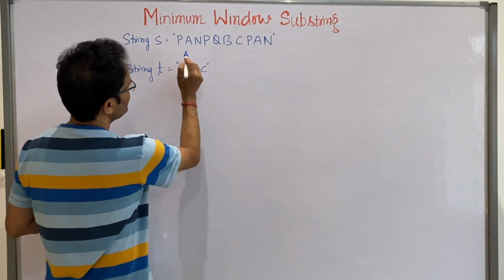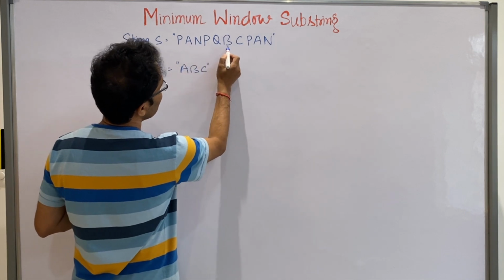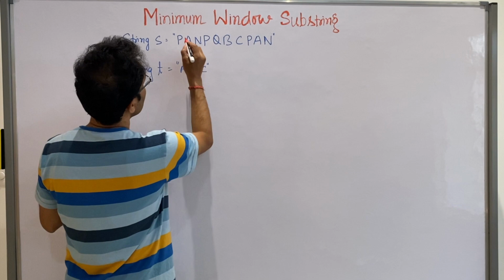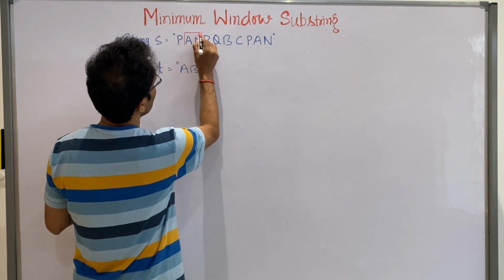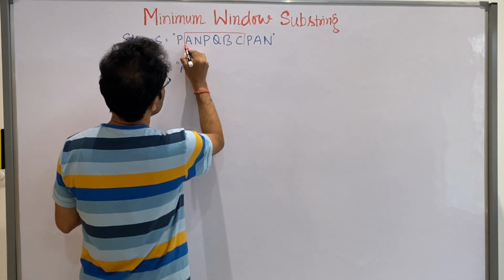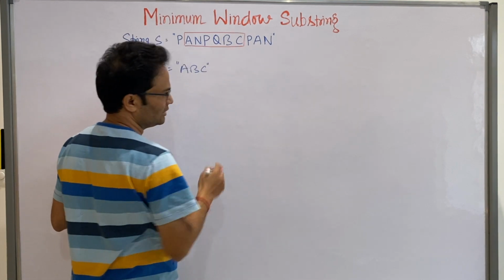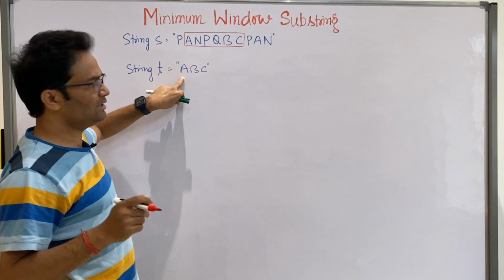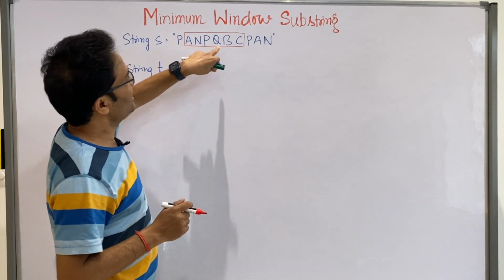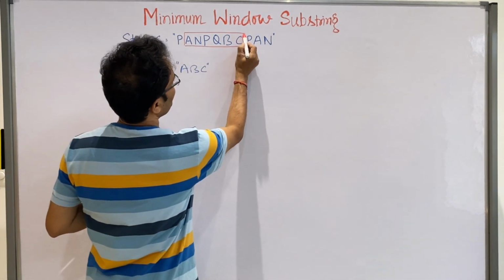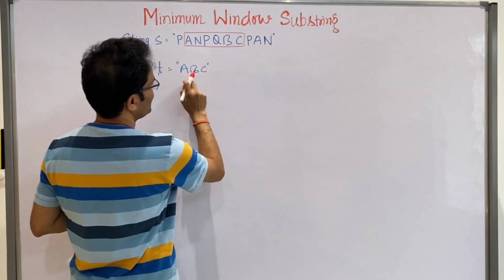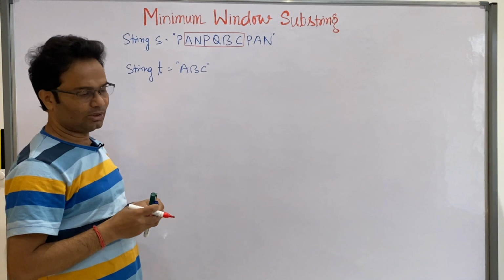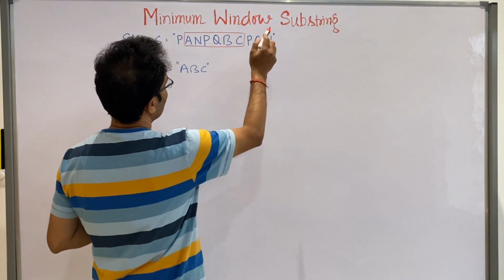C, so you have to find out the A, B, C. So if you see A is here, then B is here, then C is here, right? So you can consider this is one window. In that window, all the characters are there, A, B, C. That might be duplicate. If T would have A, A, B, C, then you have to find out the two A's, B, C. Then your window would be bigger here, right? But in the case of A, B, C, this is the window you have to find out. So this is called the window.